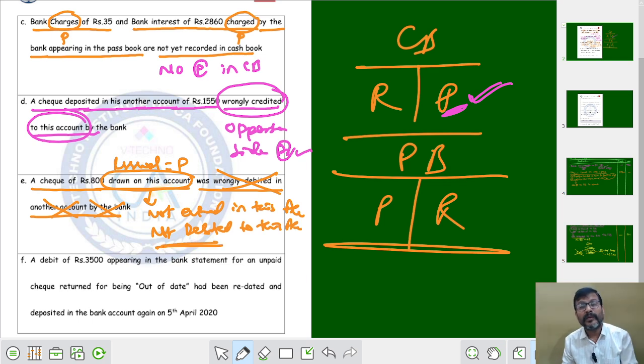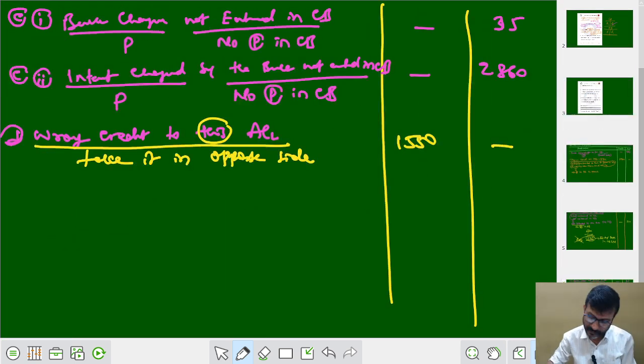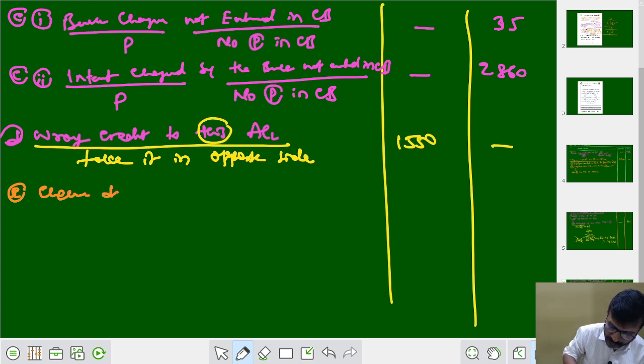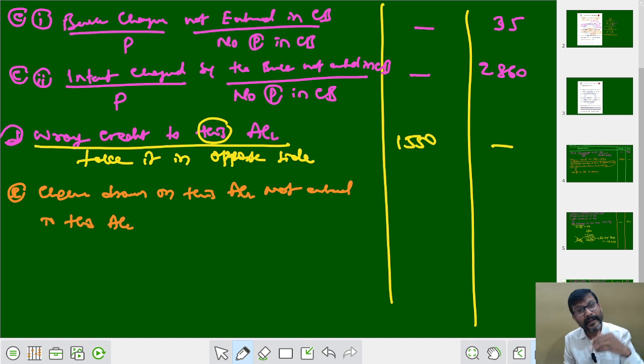So what we have to do? We have to debit to this account only. That is, what is the point number 5, right? Point number 5. E. Checks drawn on this account. Now I write not entered to this account. I don't write enter to other account, which is totally useless. I write not entered to this account. See, not means wrong credit to this account, not entered in this account.